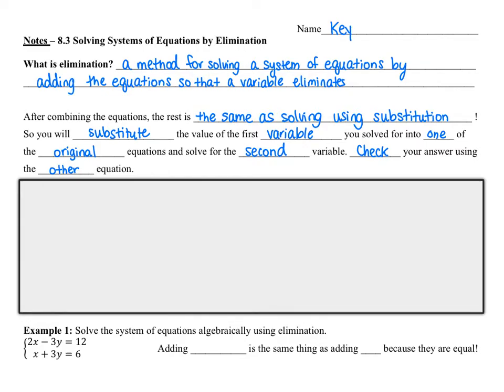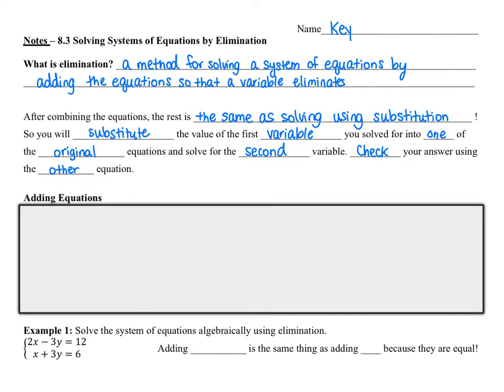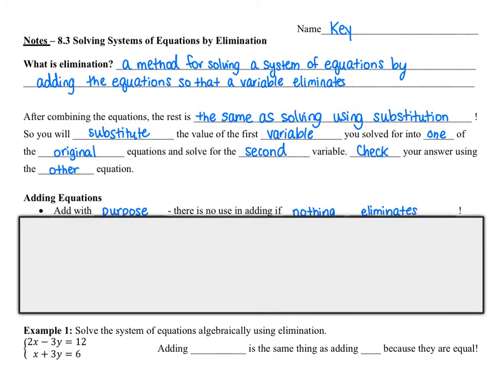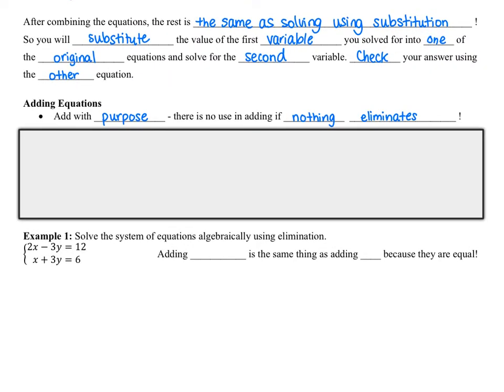Now, one thing before we go on that's really important here is to remember something when we're adding equations. So you're going to add with purpose. So what that means is, luckily down here, when we added these two equations, the negative 3y and 3y zeroed out. It eliminated. Well, what if that doesn't happen? What if this was negative 1y and 3y? What if we added them together and nothing eliminated? Then we can't use this method of elimination, or we have to do something else first, and that will come in next section and part of this section.